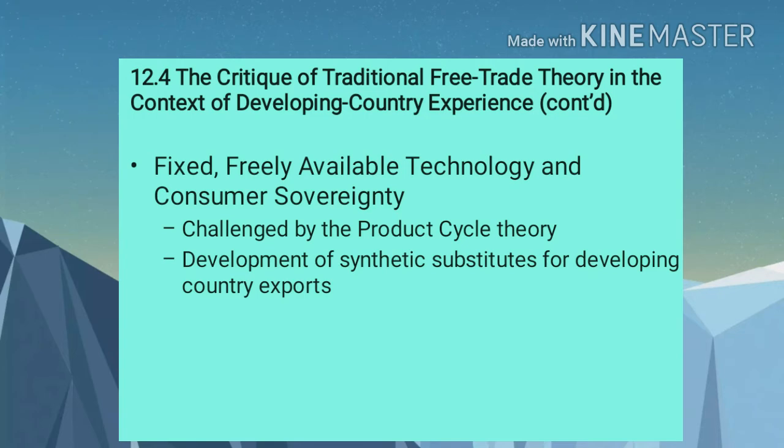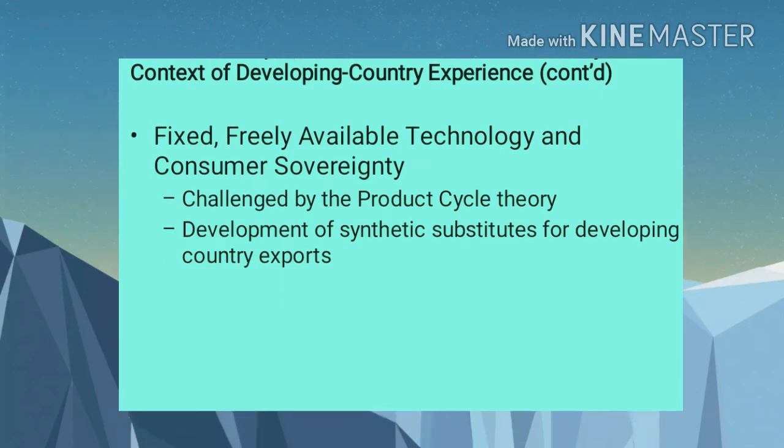Mula pa noong World War II ay na-develop na ito. Ang synthetic substitutes is commodities that are artificially produced but can be substituted for the natural commodities. Mga example nito is manufactured rubber, cotton, and wool. Ang product cycle naman in international trade, the progressive replacement of more developed countries by less developed countries in the production of manufactures of increasing complexity.